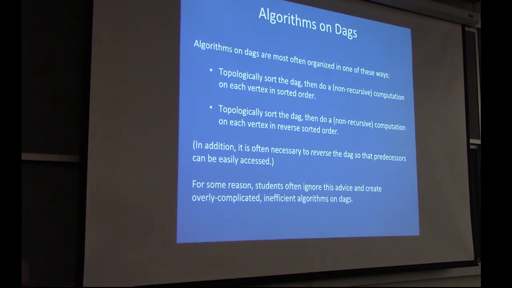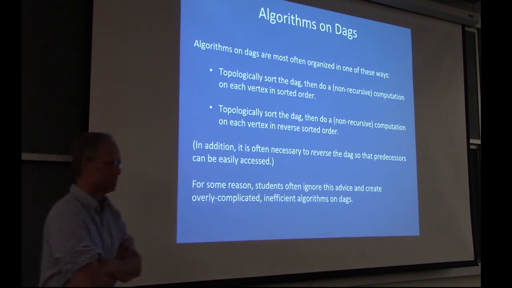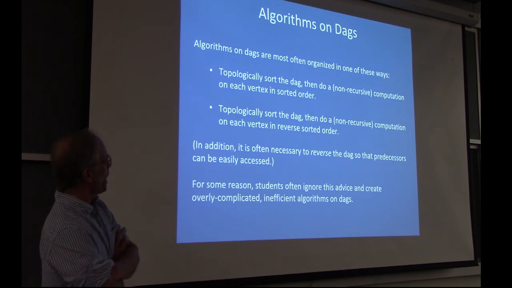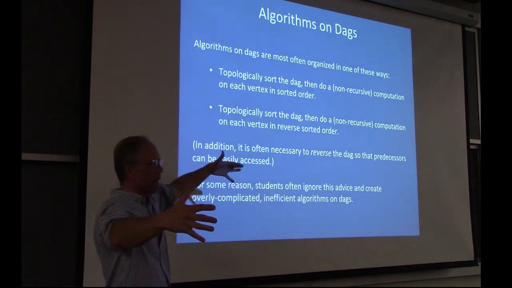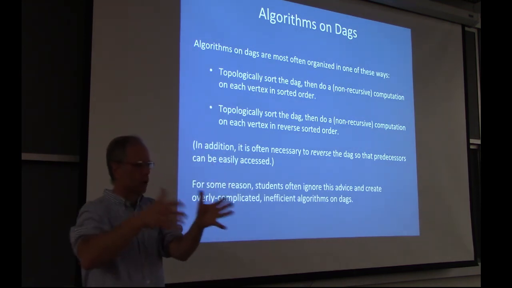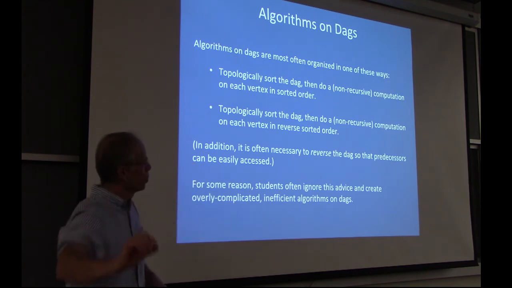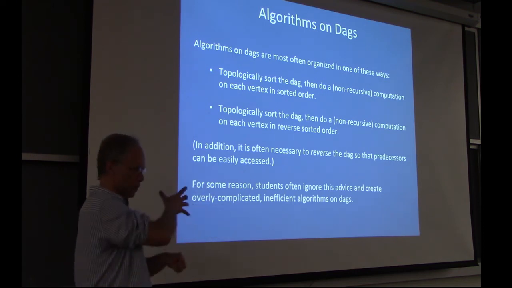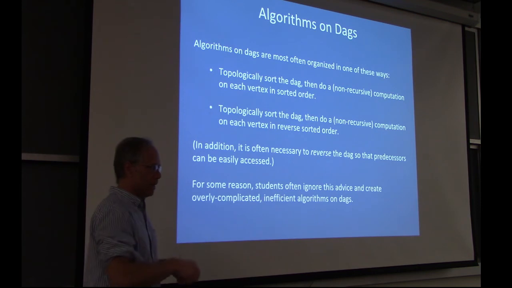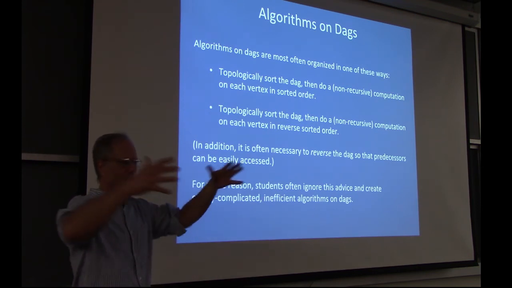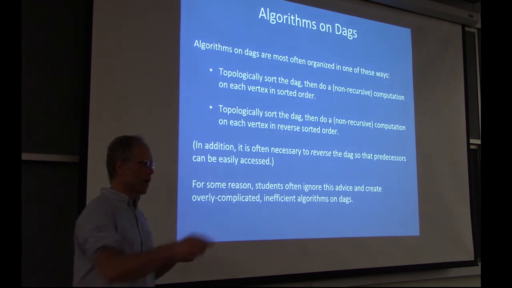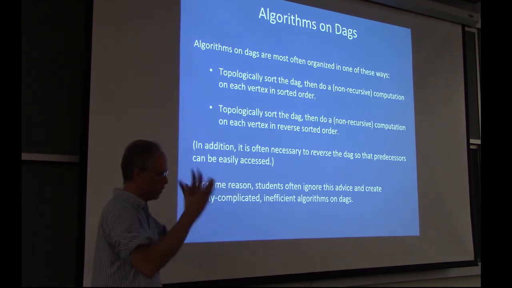All right, now, it's hot in the room, the lecture's been going on a while, starting to drift off. I'm about to say the most important thing of the week. Algorithms on DAGs are most often organized in one of these ways. You topologically sort the DAG, and then you do a non-recursive, simple computation on each vertex in topological order. Or you do a topological sort and go in reverse order. Either way, if you're doing a DAG algorithm, the first step is topological sort. And then you either process the vertices in order or reverse order, depending on the demands of the algorithm.